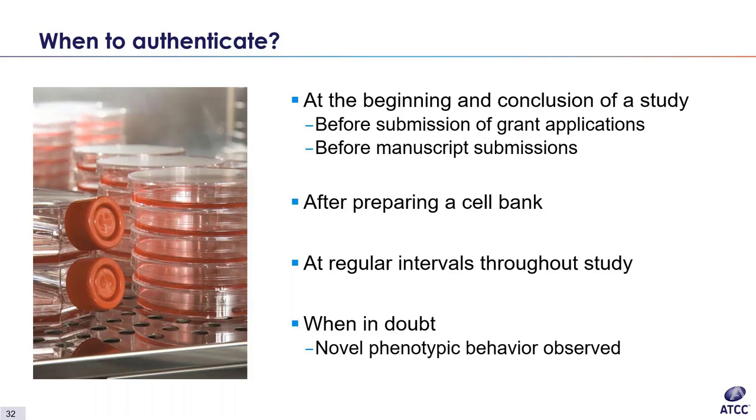Once a cell line is received, it is recommended to authenticate at the beginning of a study as well as at the conclusion. It is also important to authenticate at key points within your work, like before a grant or manuscript submission, or when a cell bank is prepared. Authentication should also be done within regular intervals of the study, say every 5 or 10 passages or so. And finally, when in doubt, authenticate your cells. There is no right or wrong time to authenticate, and it can be done at any time.